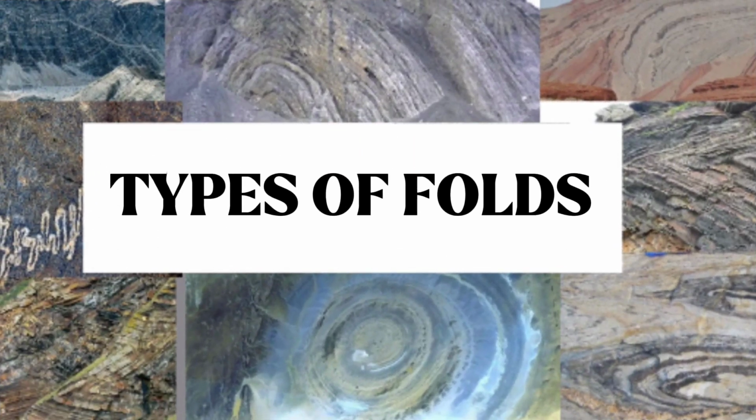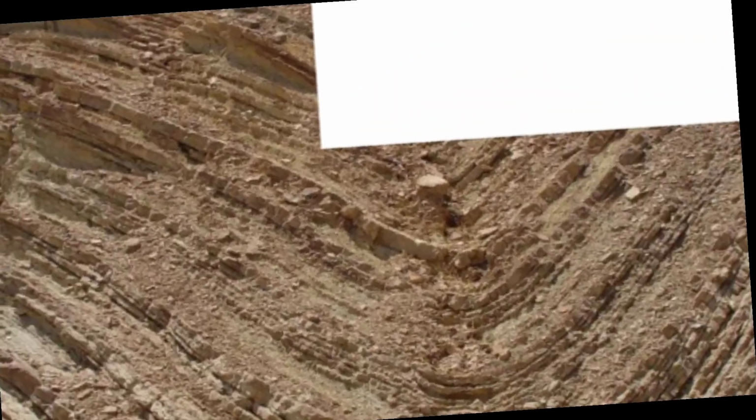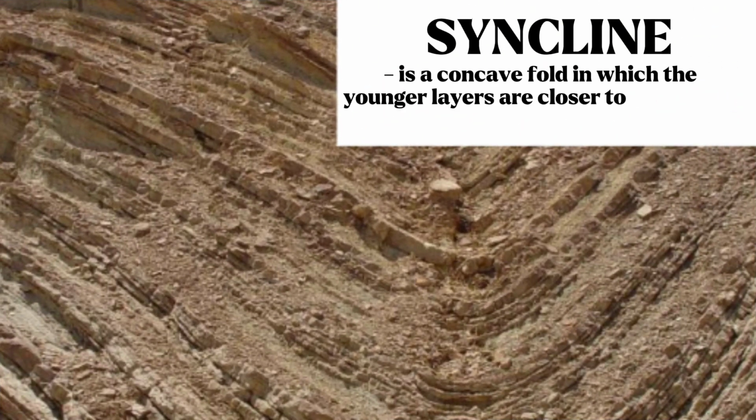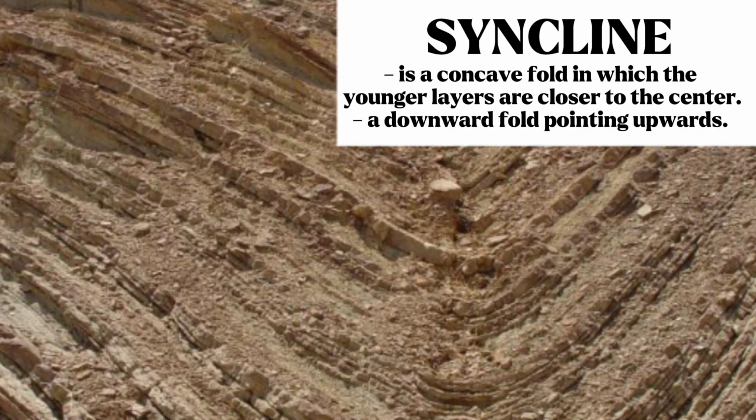Here are the types of folds. First, syncline is a concave fold in which the younger layers are closer to the center. Synclines are typically a downward fold pointing upwards. The top can also be eroded so you can only see the edges of the formation.